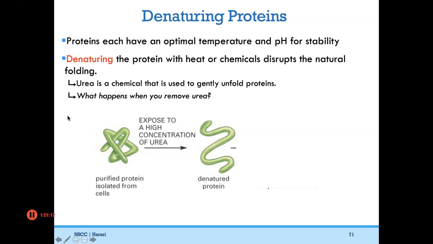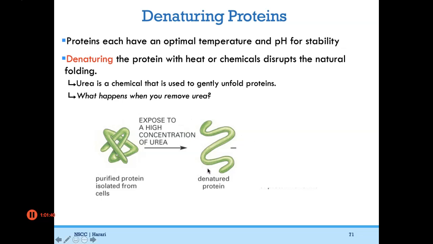So if I have a pure protein that's folded properly, and I expose it to a high concentration of the chemical urea, it will be denatured. This protein is now denatured. What do you think will happen if I remove all the urea and I put that protein back into a buffer that's really balanced, like it has a good pH, good temperature?